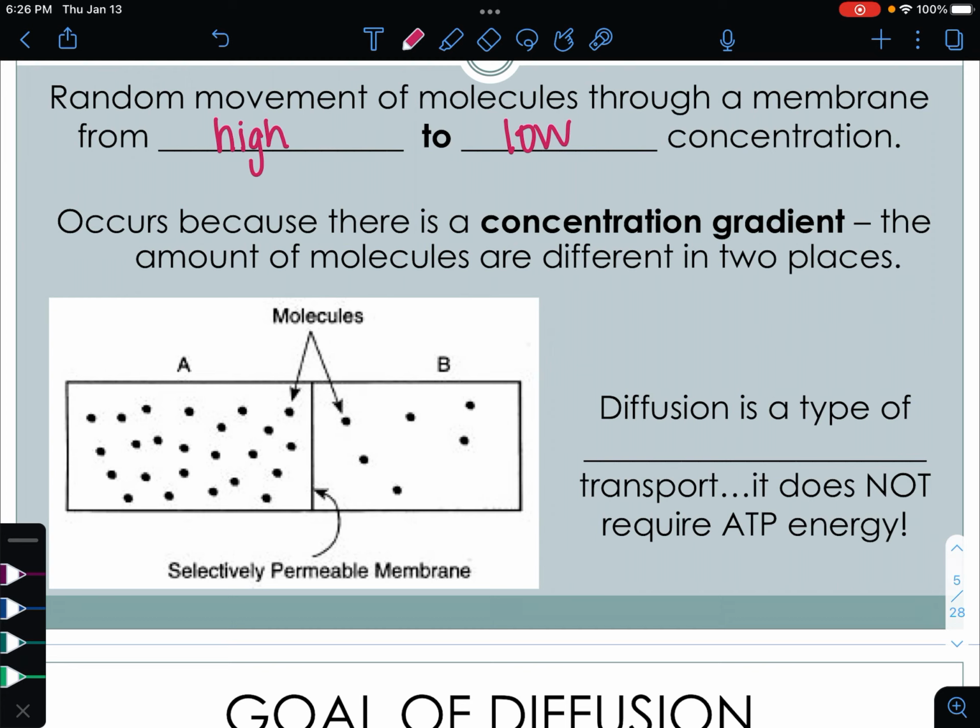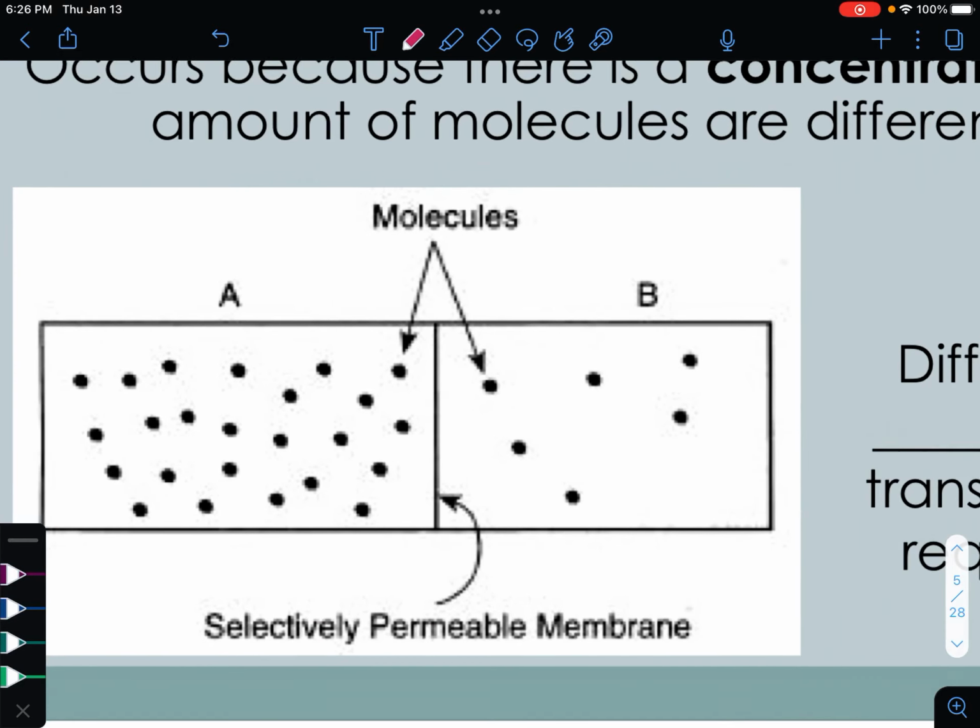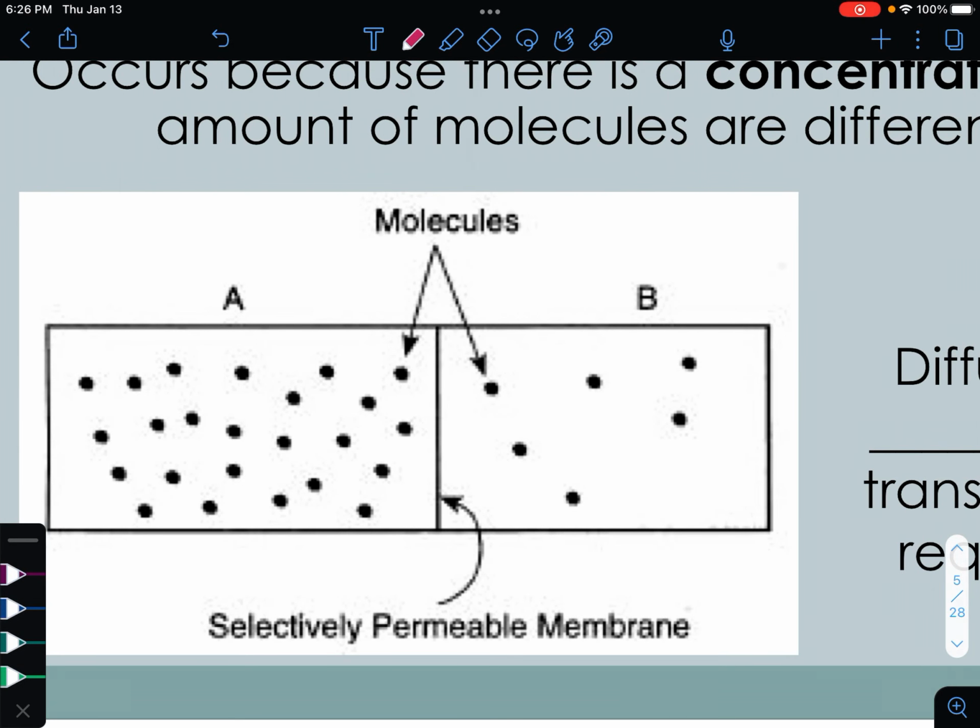Okay, and the best way that we can demo this is if we take a look at our picture on the bottom left here, we can see that we have like two areas separated by this membrane in the middle. On the left, we have lots of molecules. On the right, we have only a few molecules. So diffusion is going to be the molecules on the left moving over to the right through the membrane from high, where there's a lot, to low, where there's less.